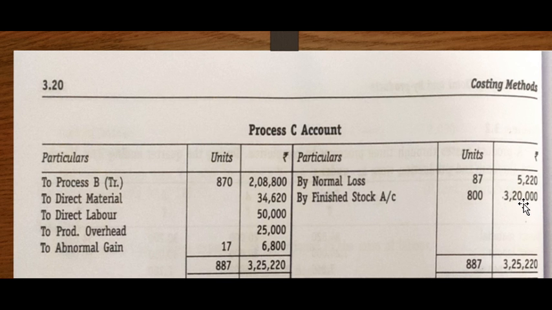How many units do you have in abnormal gain? 17 units. So 400 into 17 will give you 6,800. So that is what you have got here, 6,800. So you have got your abnormal gain. Total up your cost plus your abnormal gain, you will get 3,25,200, minus your normal loss cost of 5,220. You will get your balancing figure, which is to be transferred to your finished stock, which is 3,20,000. So this is how you will calculate your process account.